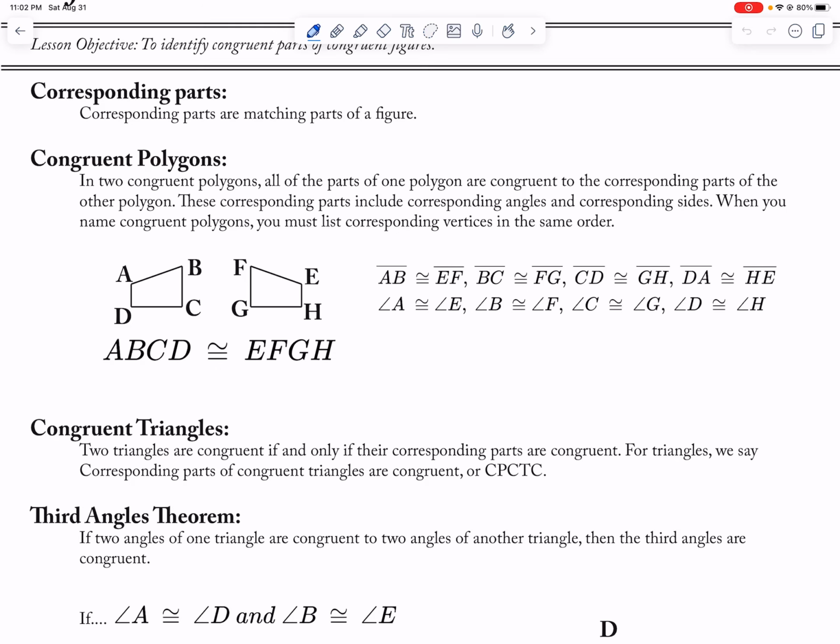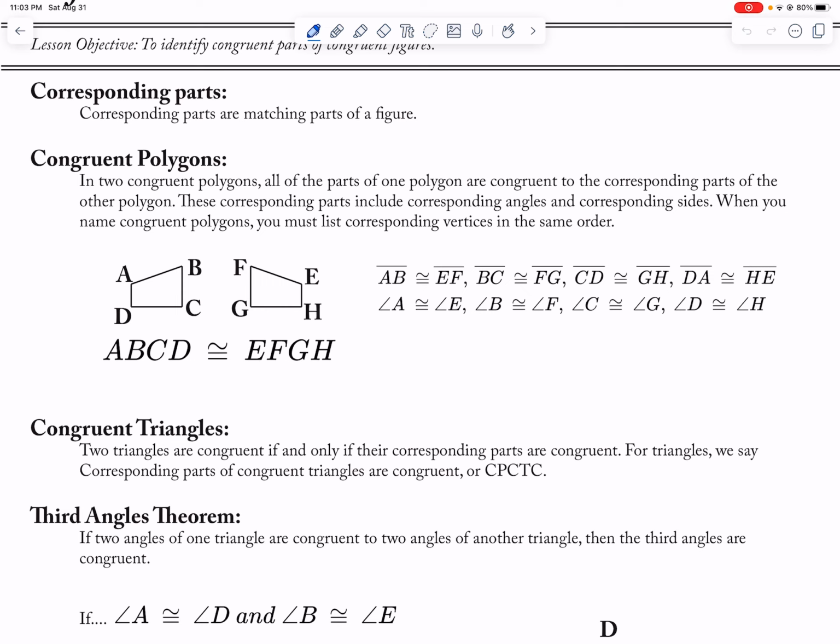Okay, so now we're starting a unit on congruent figures, congruent triangles. Another very popular geometry topic is proving that triangles are congruent. While we proved parallel lines and angles about parallel lines in a previous unit, now we're going to be looking at proving triangles are congruent or figures that are congruent.